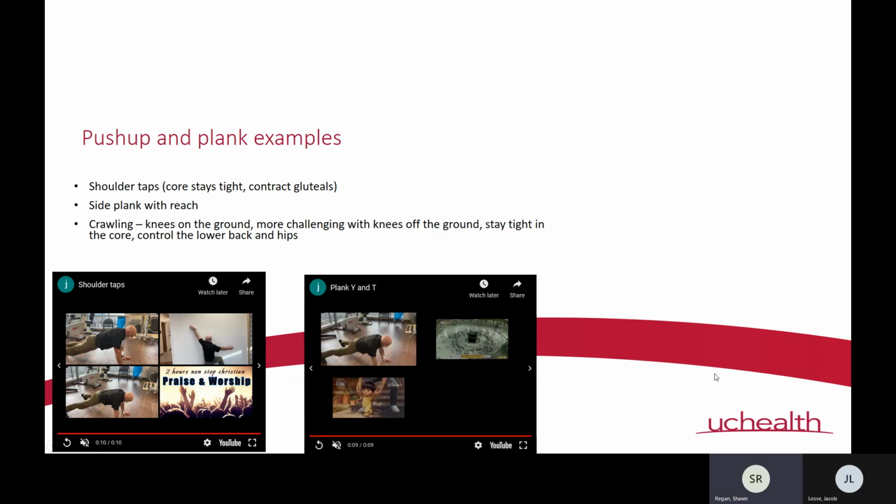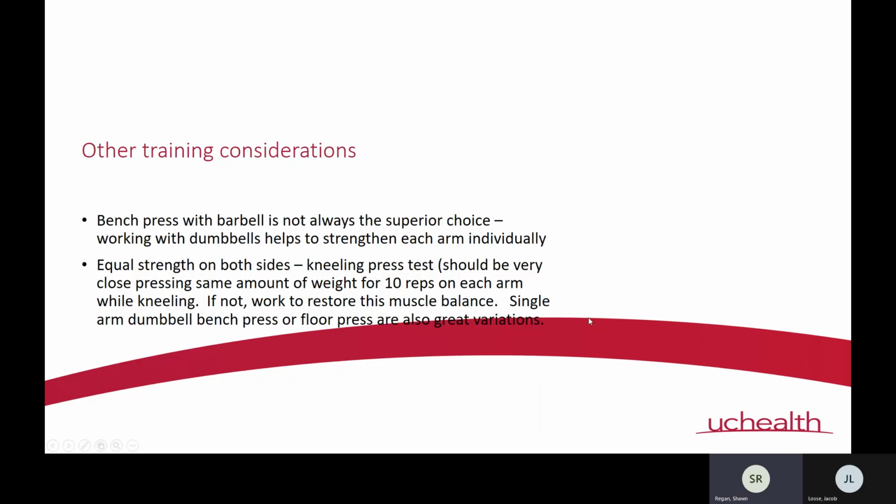Some other considerations, the bench press is not always the best choice. We do encourage working with dumbbells, even doing single arm dumbbell press. Unless you're a power lifter, you may not need a lot of time with the bench press. It is a good overall strength builder, but it's very easy to overtrain, especially if you're not working the muscles on the back side of your body, as we talked about. Equal strength on both sides is huge.